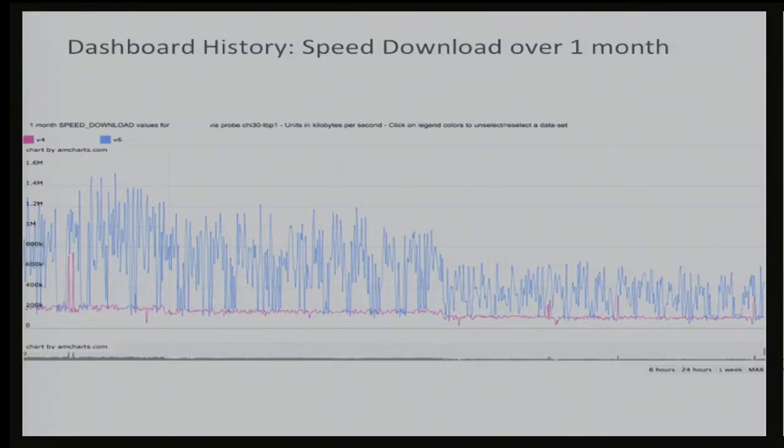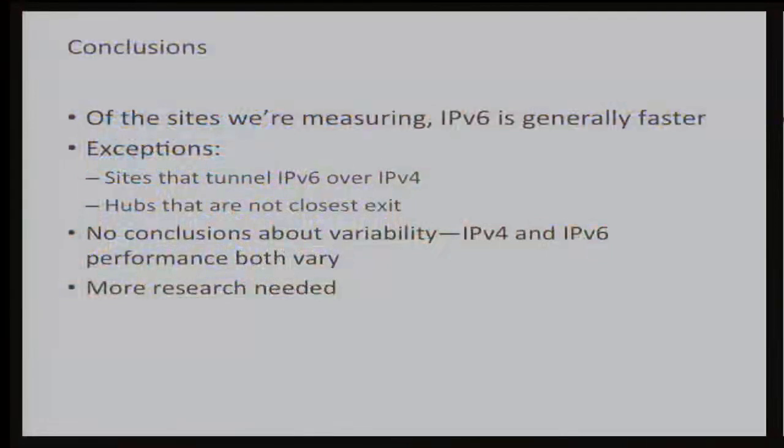That is true for this particular sample, but that's not true for all of them, and I can't generalize that to any other statements. So unfortunately, the conclusions that I have are, I can conclude that of the sites we're measuring, IPv6 is generally faster. I can say that's not always true, or it's not consistently true, from 4 sites that tunnel v6 over v4, because it's tunneled. And it's not true for our hubs that are not necessarily the closest exit.